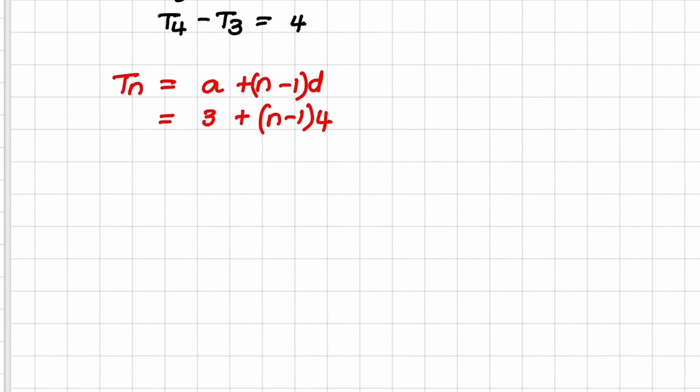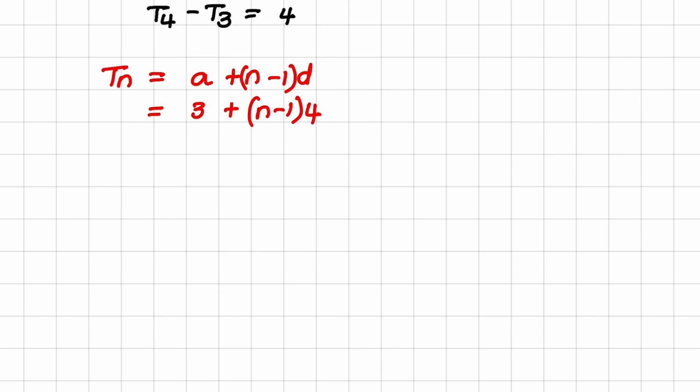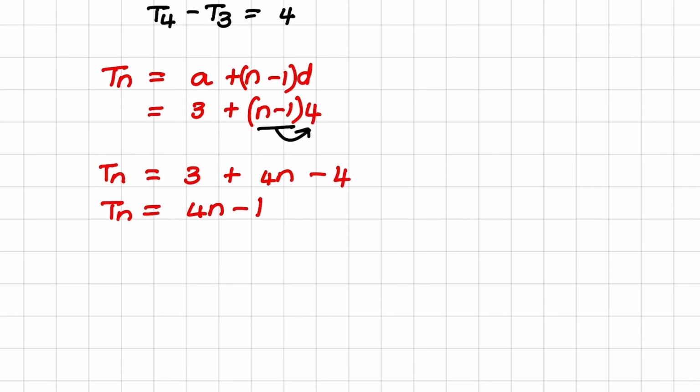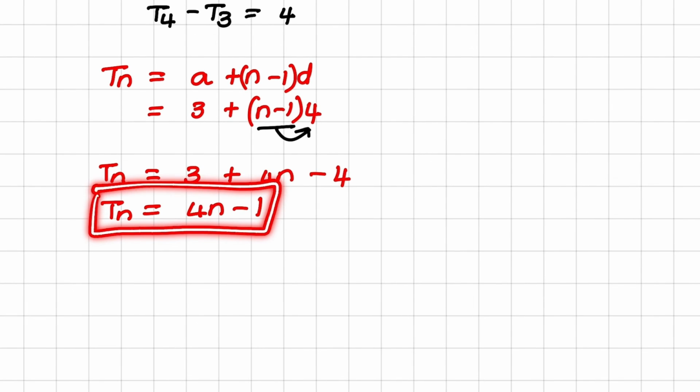Now this is not our final answer. What we want to do is multiply out this bracket. So therefore we have 3 plus 4n, because n multiplied by 4 is 4n, and then negative 1 multiplied by 4 is negative 4. And if I add like terms together, we have Tn equals 4n minus 1. And that is called the general term or the general rule for this pattern.